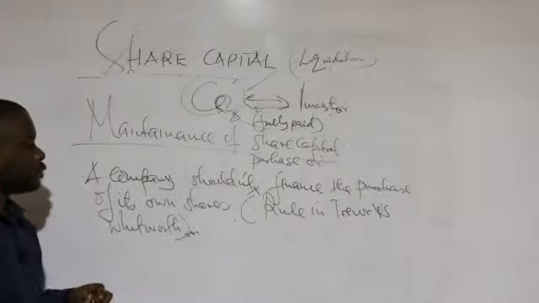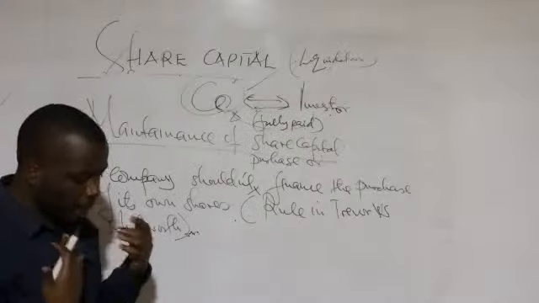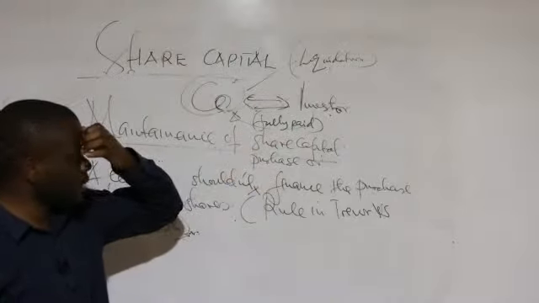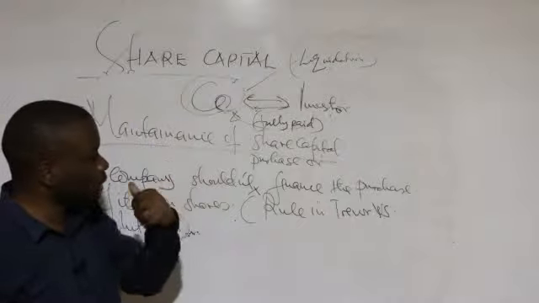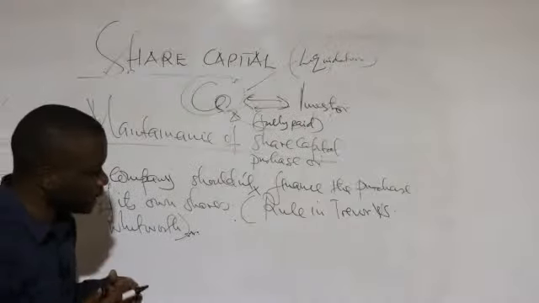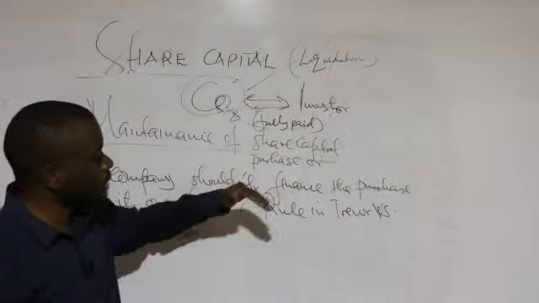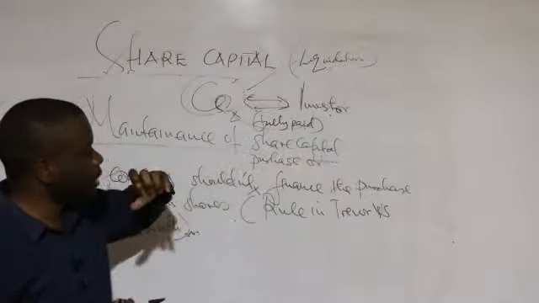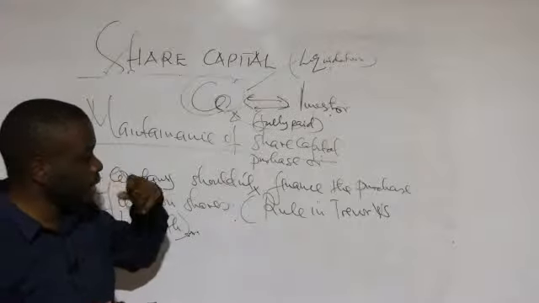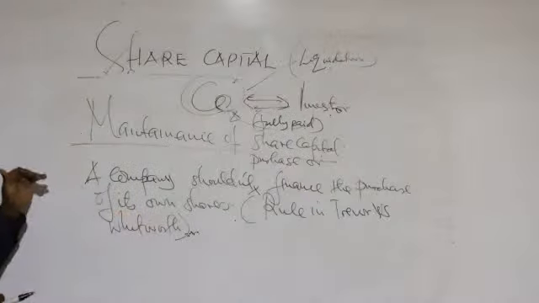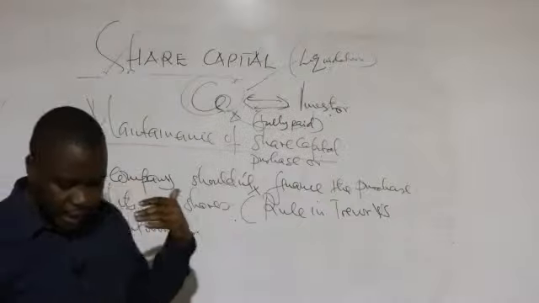And of course, this is one of the ways through which a company maintains its share capital, because share capital is the fund of last resort to the creditors. If a company purchases its own shares, it is depleting its share capital. And if it depletes its share capital, there won't be a fund of last resort to the creditors once the company starts to undergo liquidation. So this is one of the ways a company maintains its own share capital.